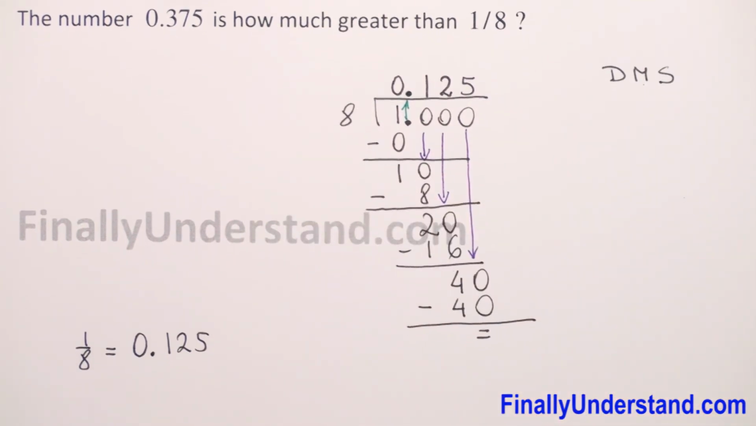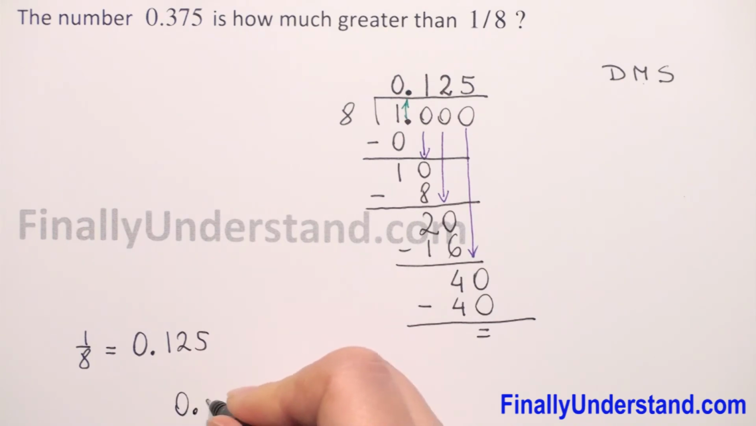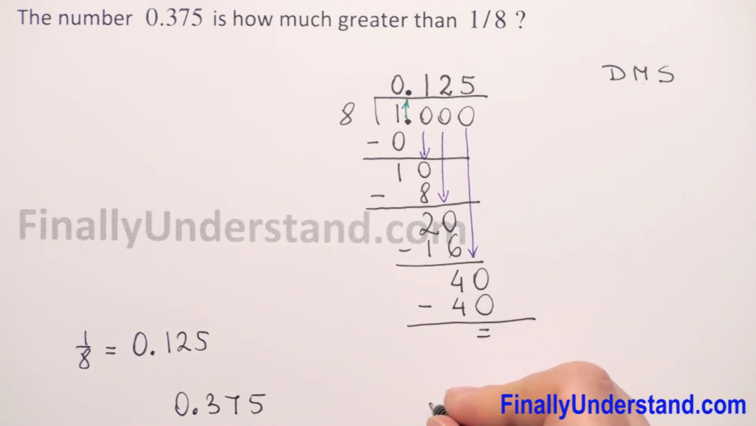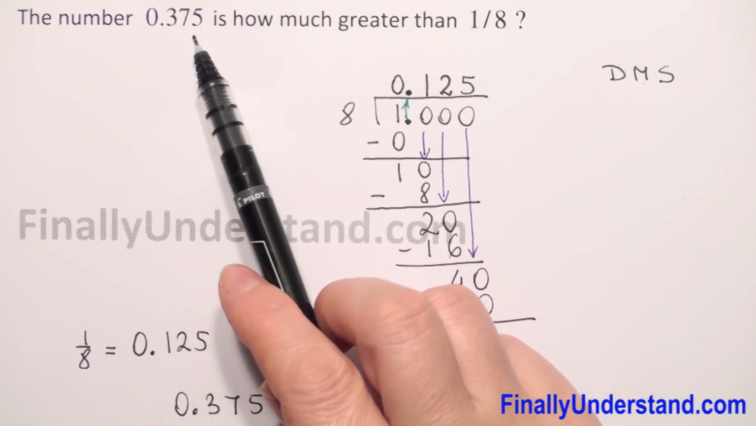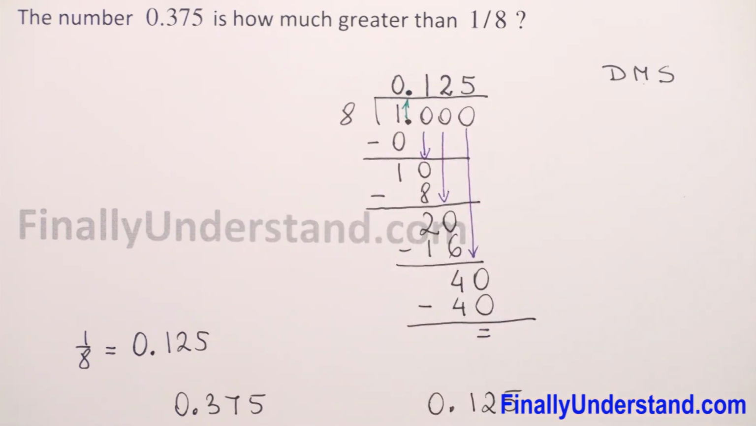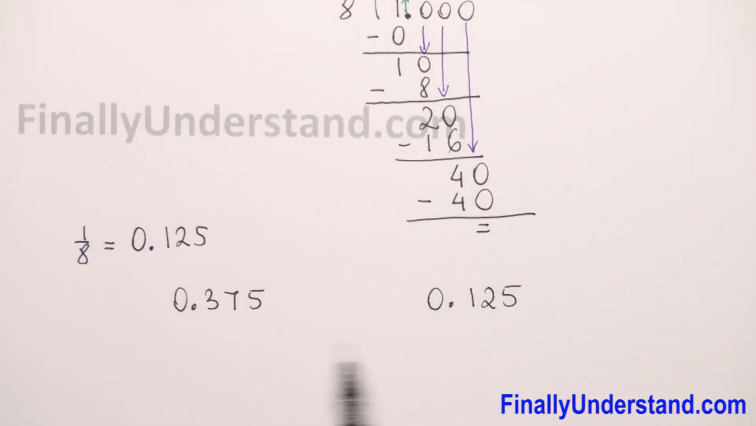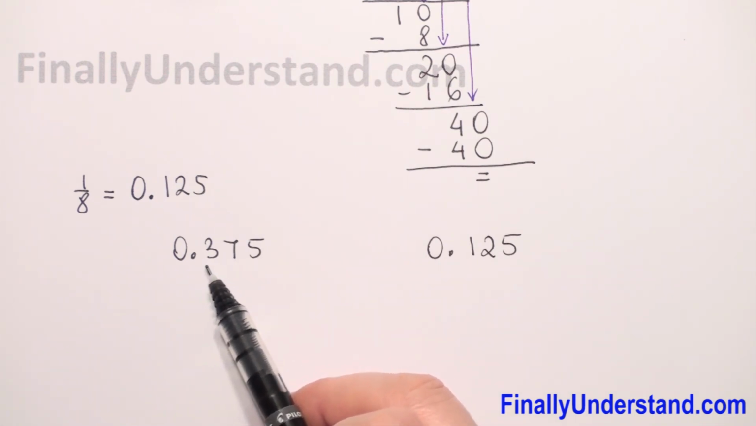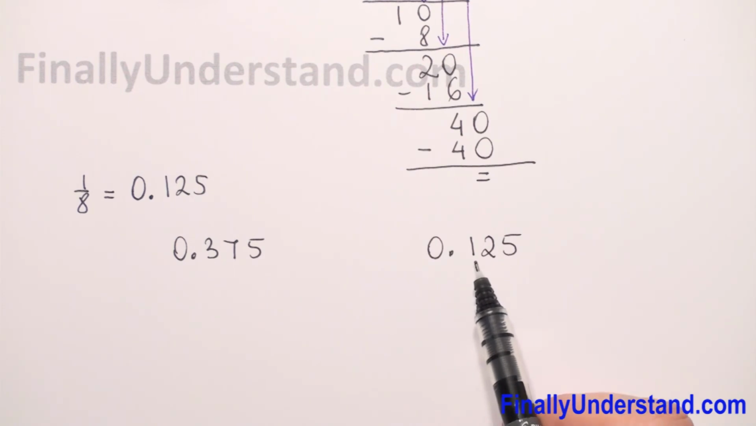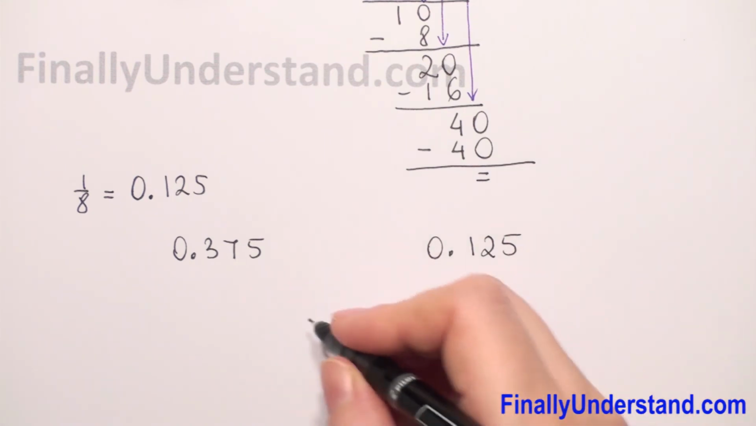So let me write these two numbers. We have 0, decimal point 375, and we have 0, decimal point 1, 2, 5. We have to say how much greater 0.375 is than 1 over 8. Because now both numbers are decimals, we can do subtraction from the greater number. This is the greater number. The digit after the decimal point is 3, and in our second number we have 1. 3 is greater than 1. So this number is greater. So on the top we will write the greater number.